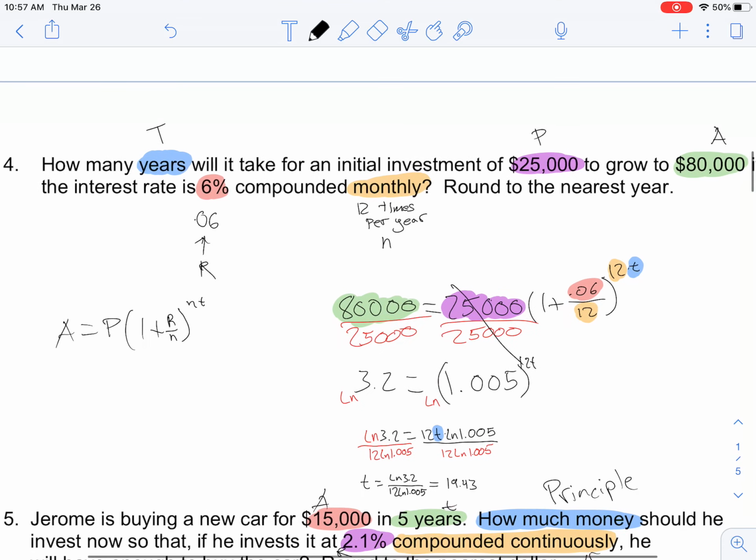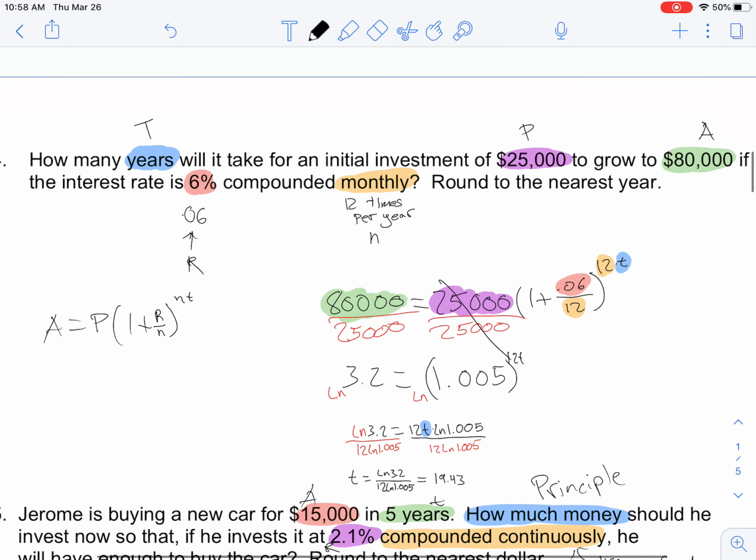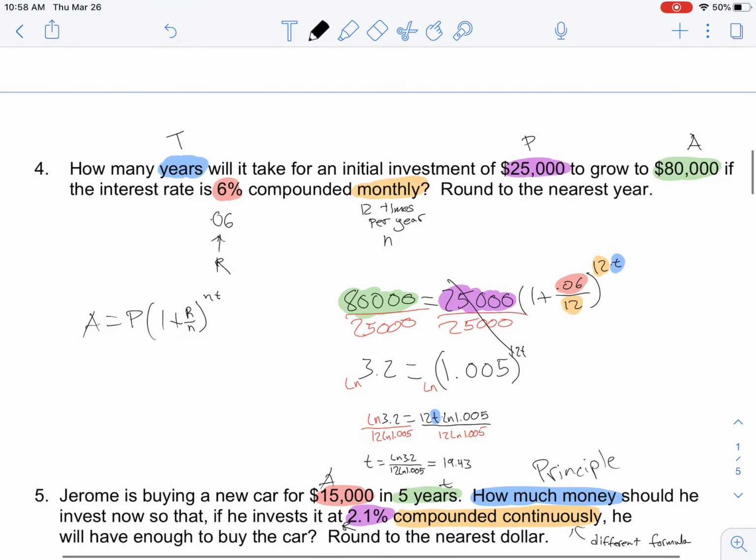So, number 4: how many years will it take for an initial investment of $25,000 to grow to $80,000 if the interest rate is 6% compounded monthly? The first thing I did is I went through the problem and labeled things. In blue, using this laser pointer, we have years, so that's our time. Initial investment of $25,000 is our principal. To grow to $80,000, that's the amount that we're working with, at an interest rate of 6%.